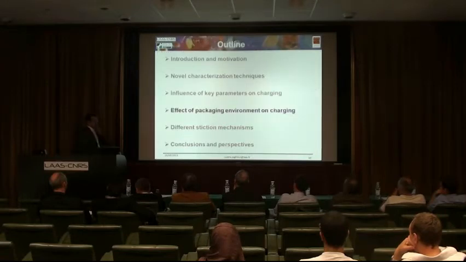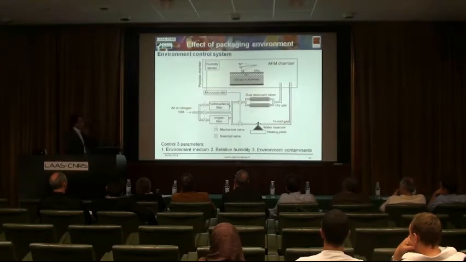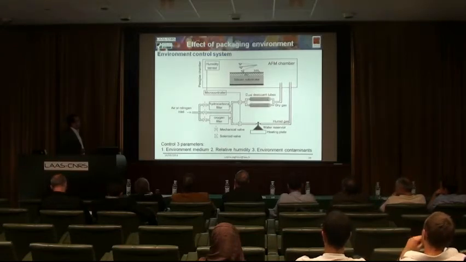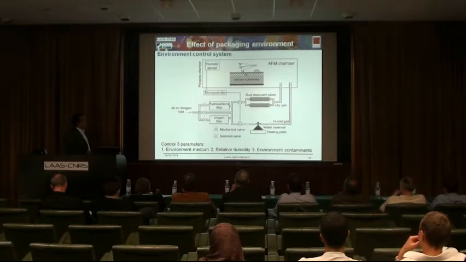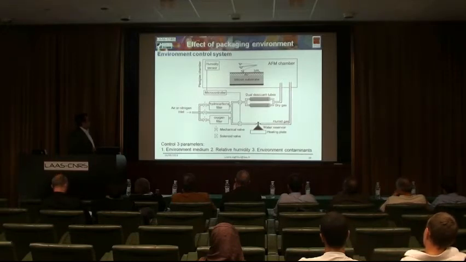Now, what is the effect of the packaging environment? This is the system we have used at Ohio State University, where we controlled actually three main parameters. We put the sample here inside the AFM chamber in a plexiglass, and then there's two inputs, dry air from a desiccant and the humid air from a water cooler. And the input actually is two environments, air and nitrogen, and then there's also filters. You can apply yes or no to use this filter or not.